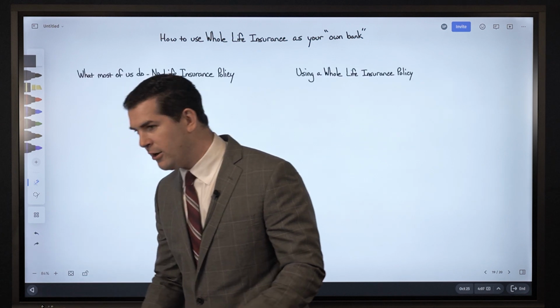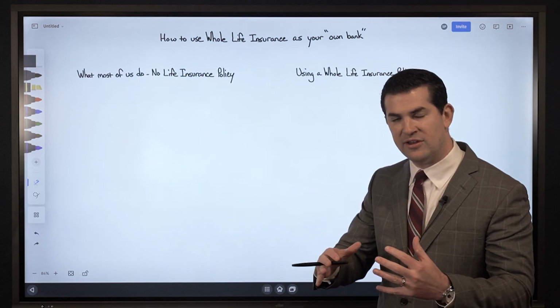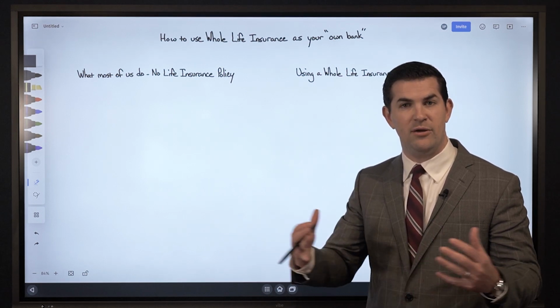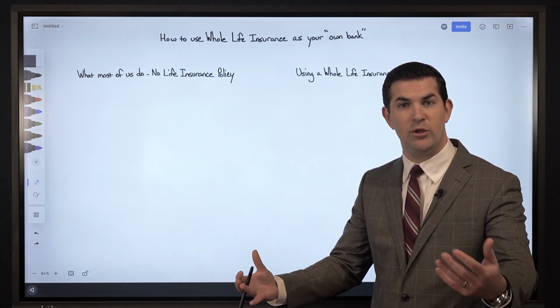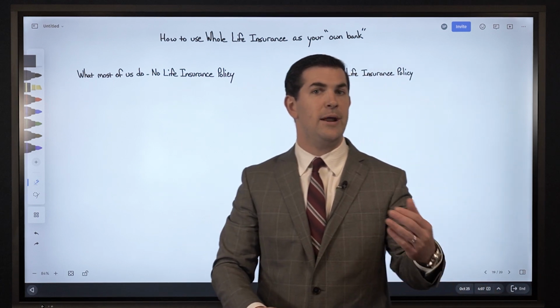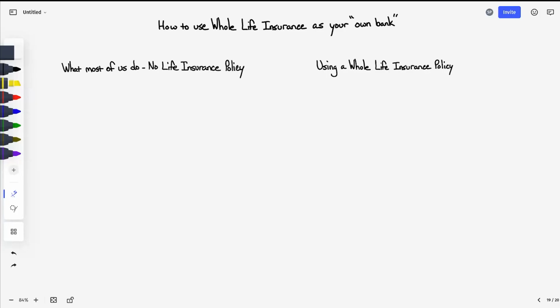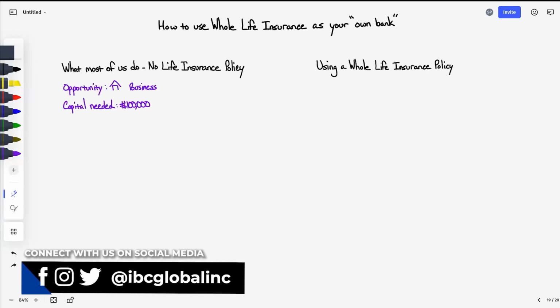So what we'll compare here, just to help simplify things, is what most of us do without a life insurance policy, meaning when we finance opportunities using an actual bank, and then we'll compare that to using a whole life insurance policy. So beginning with no life insurance policy, let's pretend you have an opportunity that comes up. It could be a real estate investment, perhaps it's investing in your business. It's an opportunity, you like it, you need $100,000 of capital to take advantage of this.